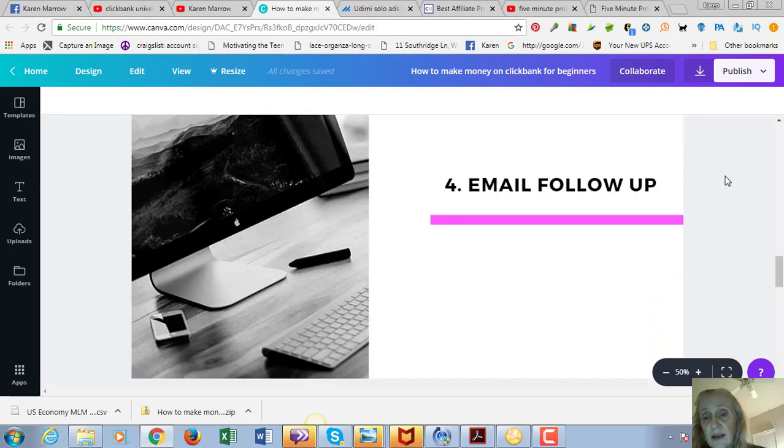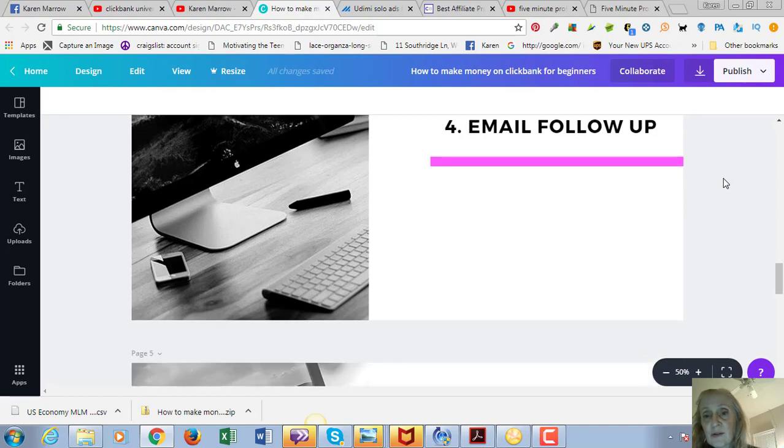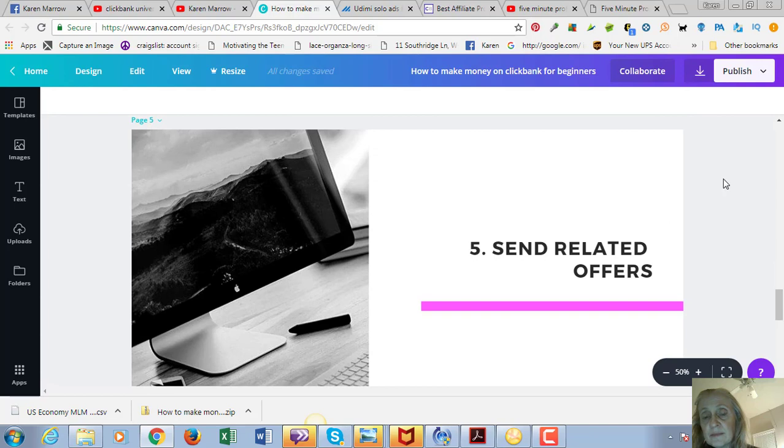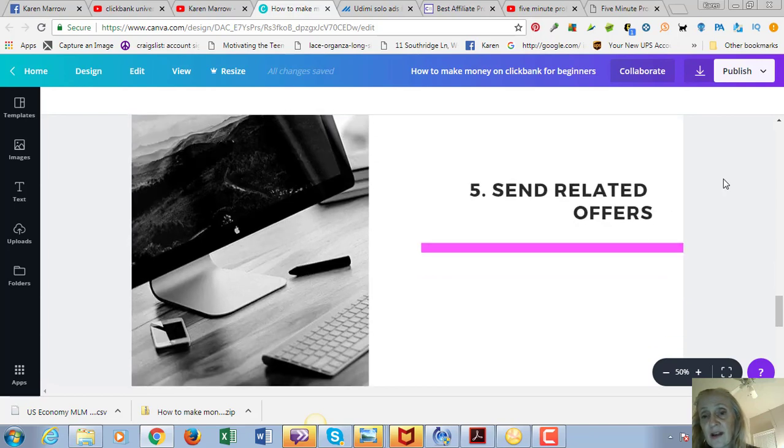So again, the email follow-up is really, really important, because that's generally when people buy. On average, it takes people about 7 exposures before they buy something and before you make the sale. People may be on your email list for a long time, and then you make another offer that's a good fit for them at that time, and they may buy then. So it's really important that you follow up. And then again, you can send related offers, something that would complement that first offer, having to do with the same problem.